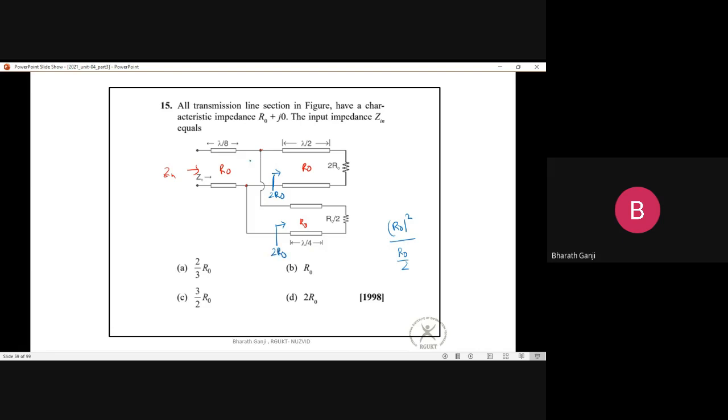So when you look into this terminal, you see two loads which are 2 R naught and they are in parallel. So 2 R naught in parallel with 2 R naught. What is the answer? R naught. R naught. Right, if two equal values are in parallel, the result is half of the value.